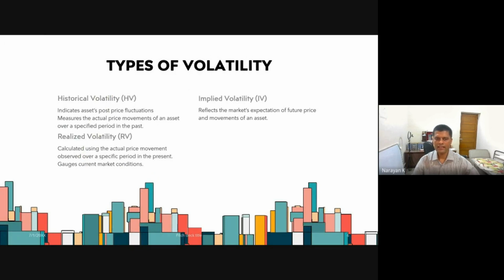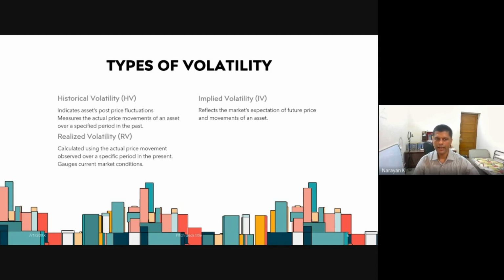So what are the various terminologies which we use in volatility? Implied volatility reflects the market expectations of the future price and movement of an asset. For each strike price on an option, you have a different implied volatility. Usually at-the-money strike prices have slightly lesser implied volatility, whereas out-of-the-money strike prices generally have a higher implied volatility.